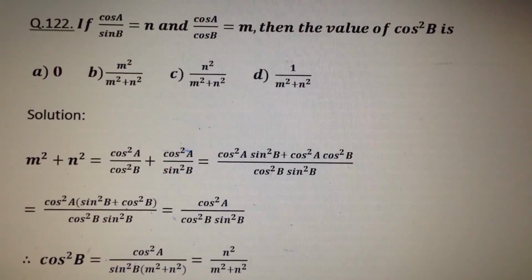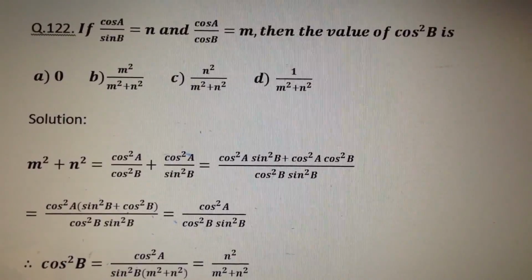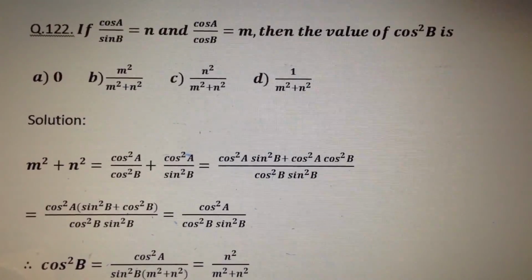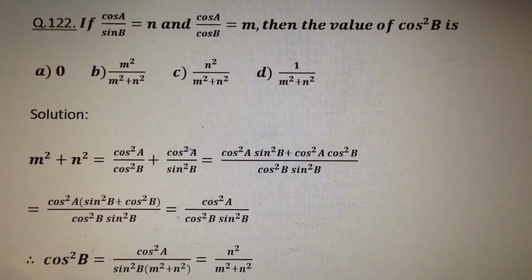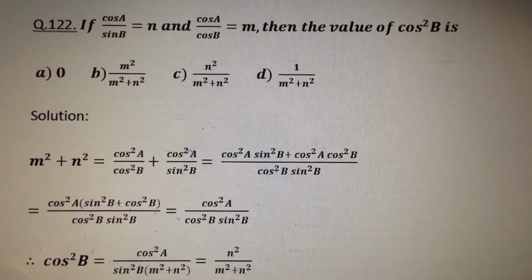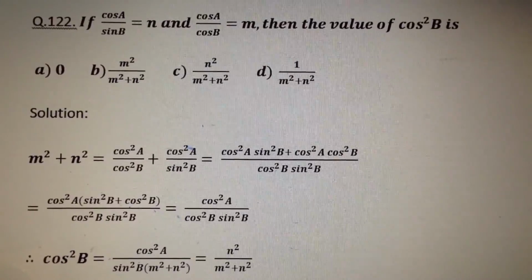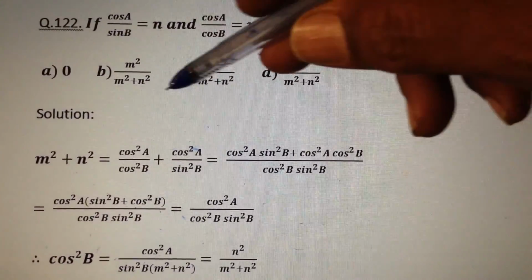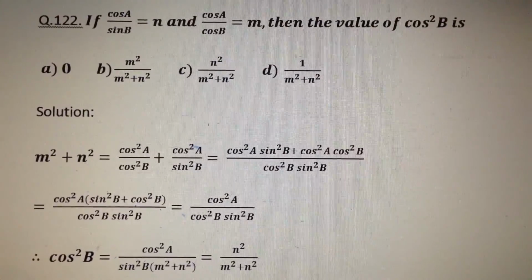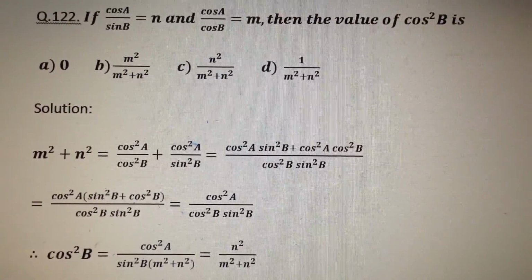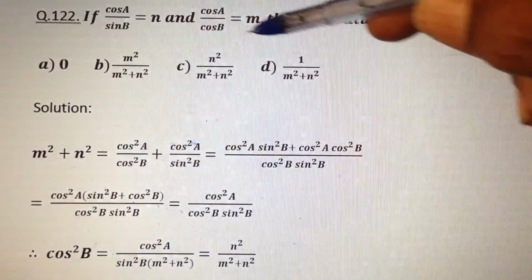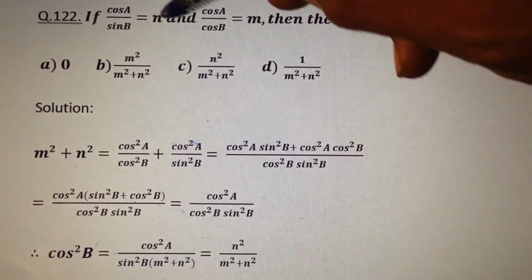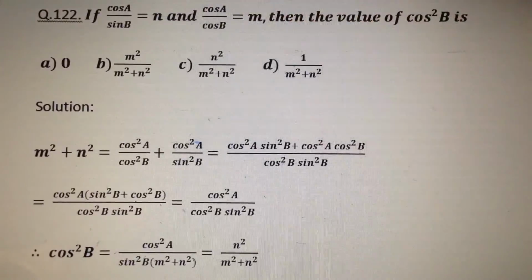Next question. If cos A by sin B is equal to n and cos A by cos B is equal to m, then find the value of cos square B. Options are given. Now answers are given in terms of m square and m square plus n square. So, m square is equal to cos square A by cos square B and n square is equal to cos square A by sin square B.